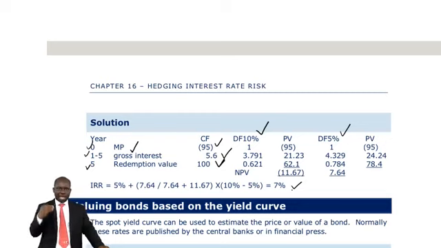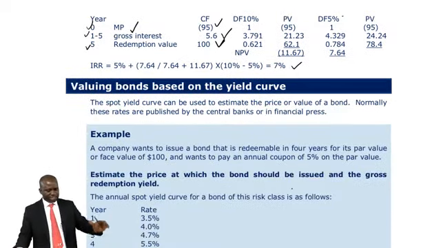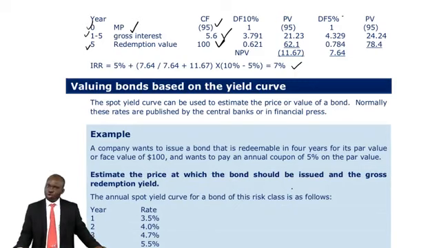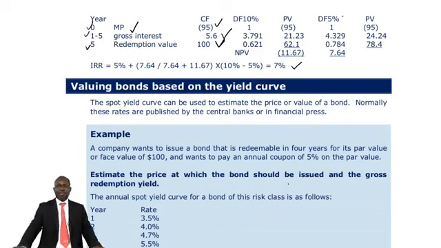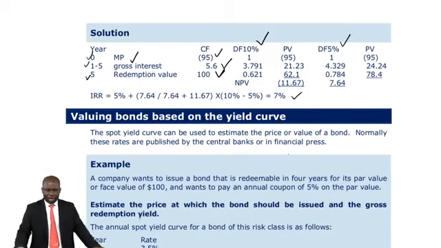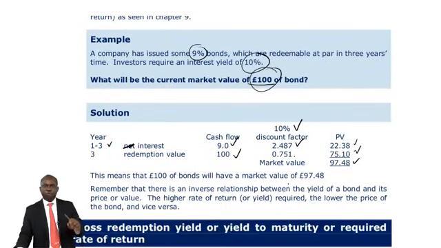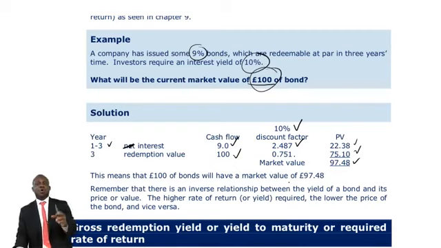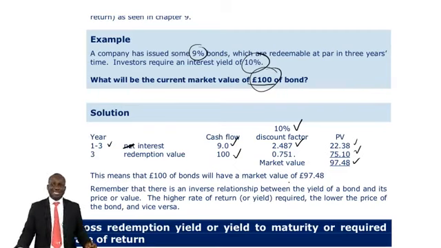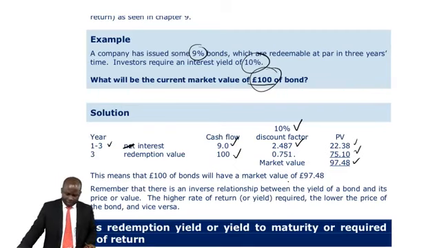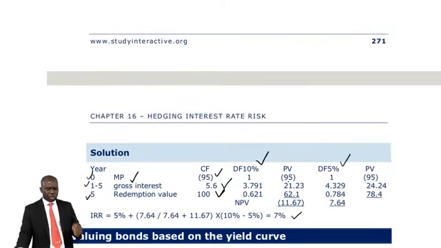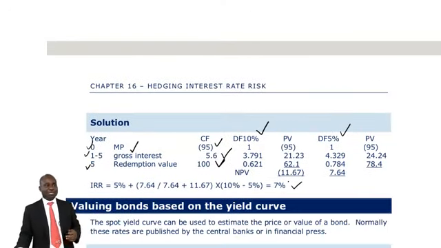Now, what we have to learn here is valuing bonds based on the yield curve. How did we calculate the value of a bond? For instance, here we said the value of the bond is the present value of the future cash flows discounted using what? The cost of the bond. The cost of the bond, we calculated it as what? 7%, which is the internal rate of return.